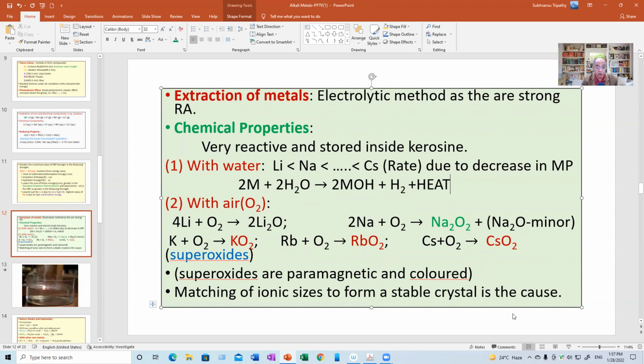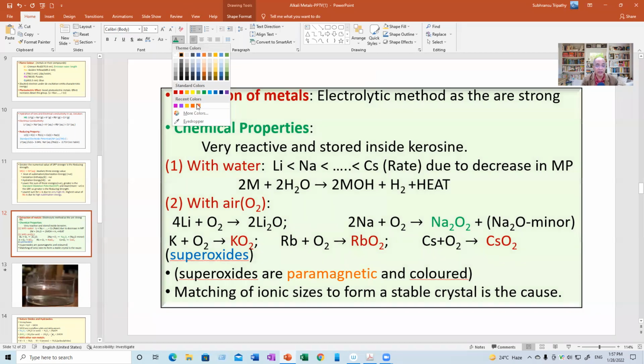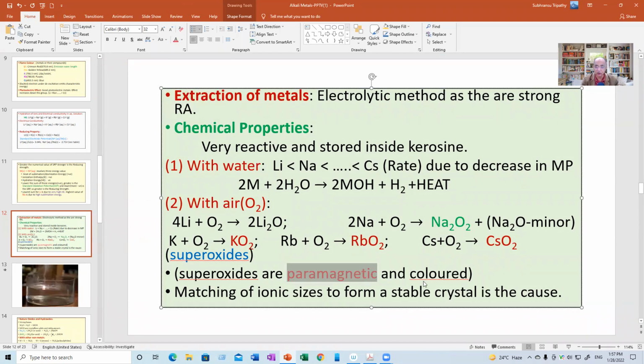And you know that superoxides are paramagnetic while others are diamagnetic. Superoxides are paramagnetic. O2 1 minus, O2 1 minus. They are paramagnetic and have only one unpaired electron, and they're colored because of the unpaired electron. It is colored.